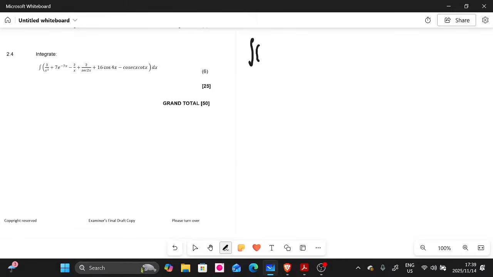And then inside the bracket, we have 3 over x squared there, right? Plus we have 7e to the power of negative 7x there. And then we have minus 2 over x. There we go. And then we have plus 2 divided by sec 2x. Okay, and then we have plus 16 cos 4x.